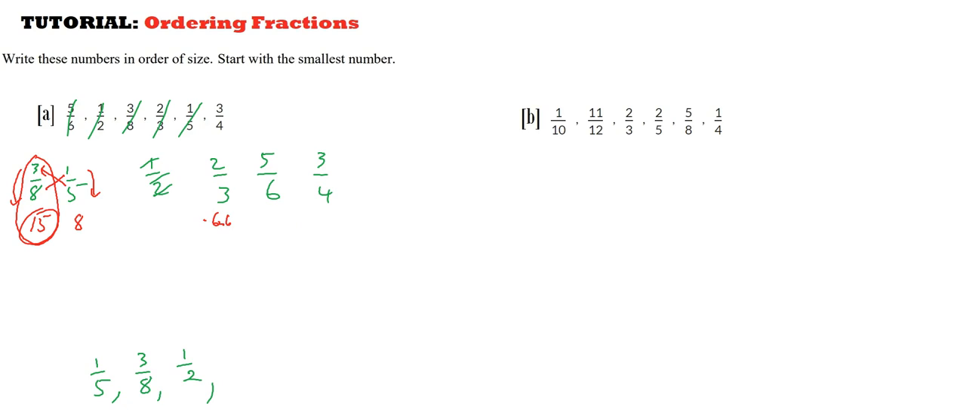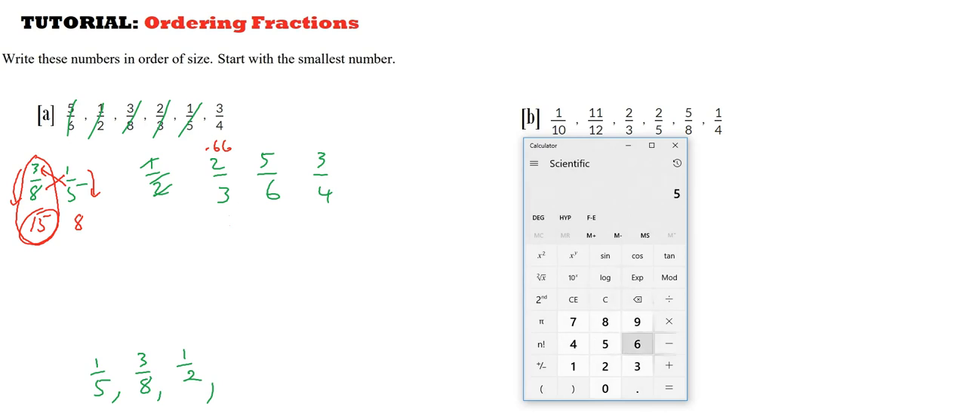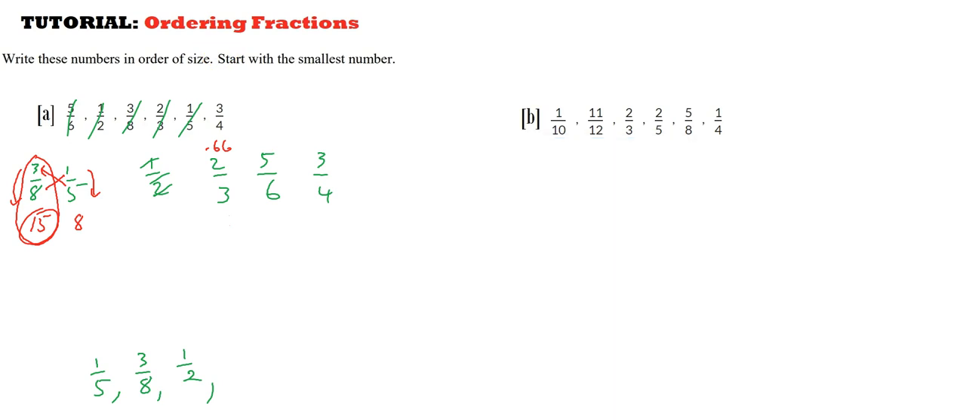Actually, I'll do it at the top. So I could have 0.66. 5 divided by 6, what's that? 5 divided by 6, 0.83. So that's helpful, 0.83. And this one here I know is 0.75. So I now can see which ones are bigger.